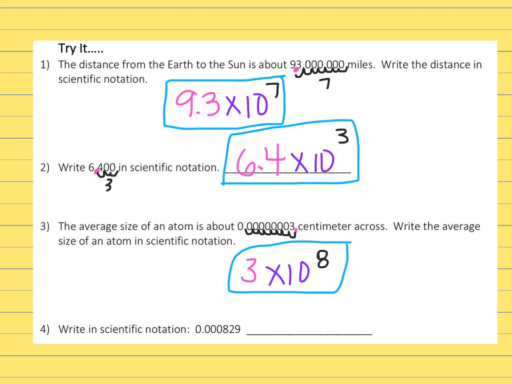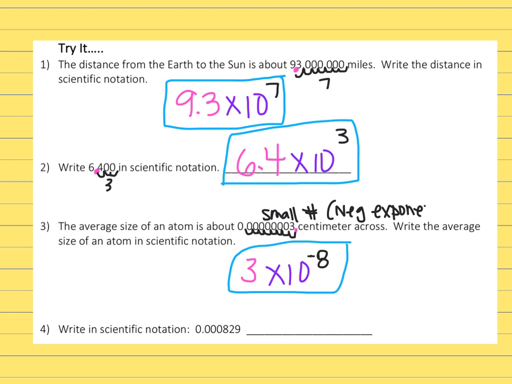However, this was a super tiny number. It's less than 1. Okay, so this is a very small number, which means my exponent needs to be negative.